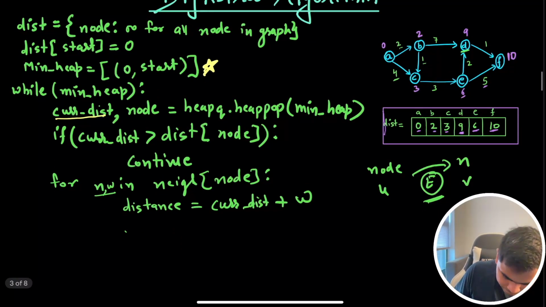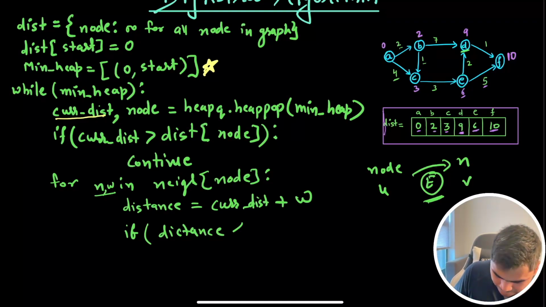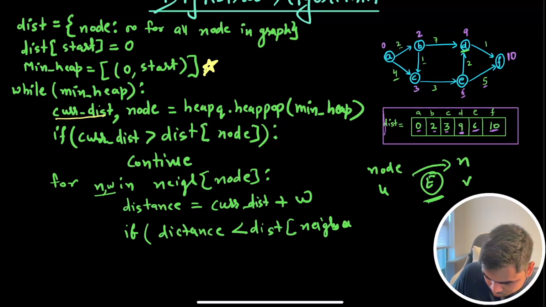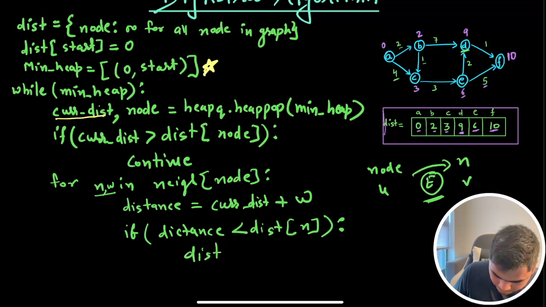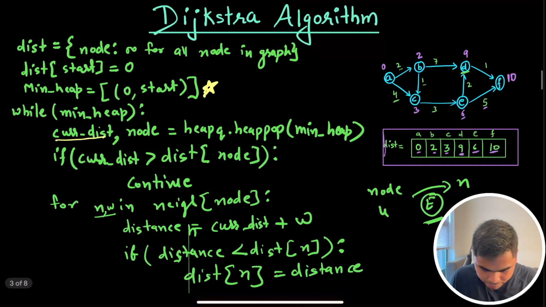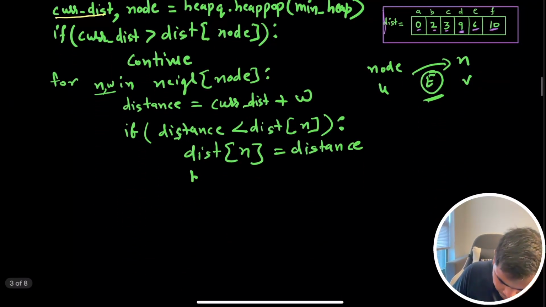So if this distance is less than the distance of the neighbor that is in my array or dictionary, so I should not write neighbor, just n. If this is the case, then I will be updating my dist for that n, and I will assign this distance. At the same time I will add that to my min heap.